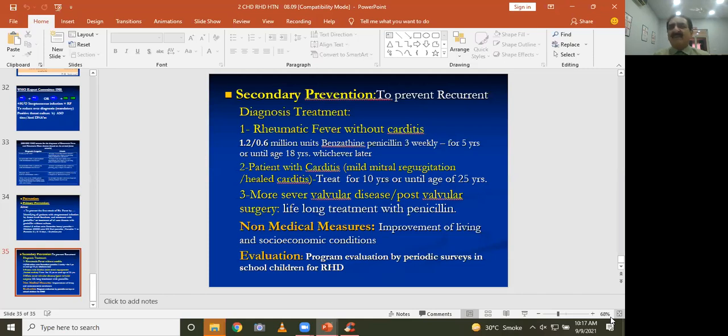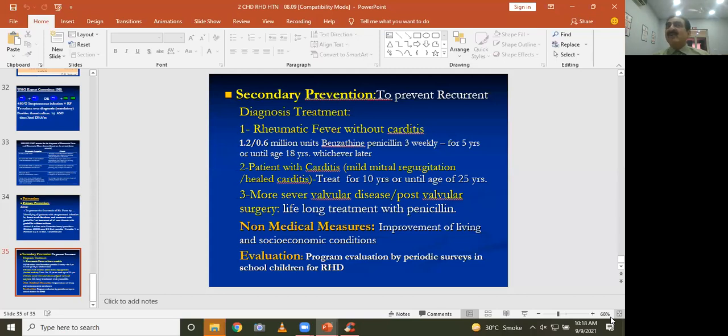People usually give it every month, this treatment for 10 days, every month. After every 3 weeks you give this treatment, then after another 3 weeks, you give it for 10 days, then for another month, you give it for 10 days. You will have to continue it for 5 years, after every 3 weeks, 1.2 million units of benzathine penicillin.